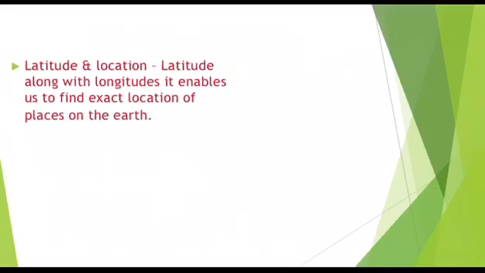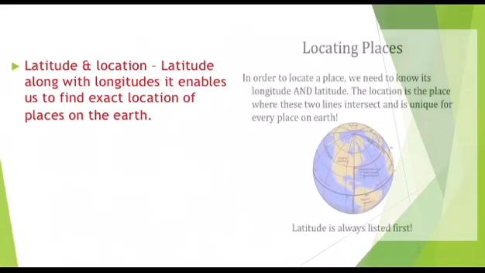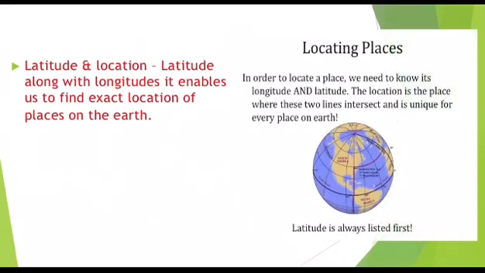Latitude also helps us to find out the location, right? Latitude along with longitude, it enables us to find the exact location of a place on the earth. As we had discussed in our previous class, how we find out location on a graph paper, the same way latitudes and longitudes together help us to find out the location of a place. You can see on the earth how we can locate a particular area.